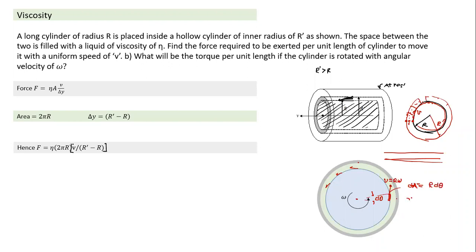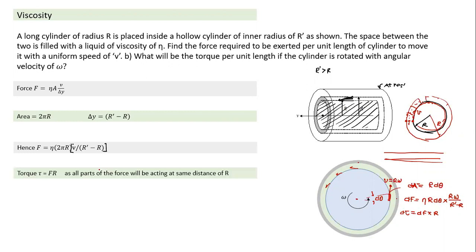Hence, force will be equal to eta times area r d theta into velocity gradient. Velocity gradient will be equal to r omega divided by what distance? R dash minus r. This is the force which will act on a small piece. And if this is the force acting, what torque will it create? Torque will be equal to dF into r. If I add up over the entire area, d theta becomes 2 pi, and I can arrive at the total torque. Torque will be equal to F into R, as all parts of the force act at the same distance R. Yes, this is the value of torque which will come.